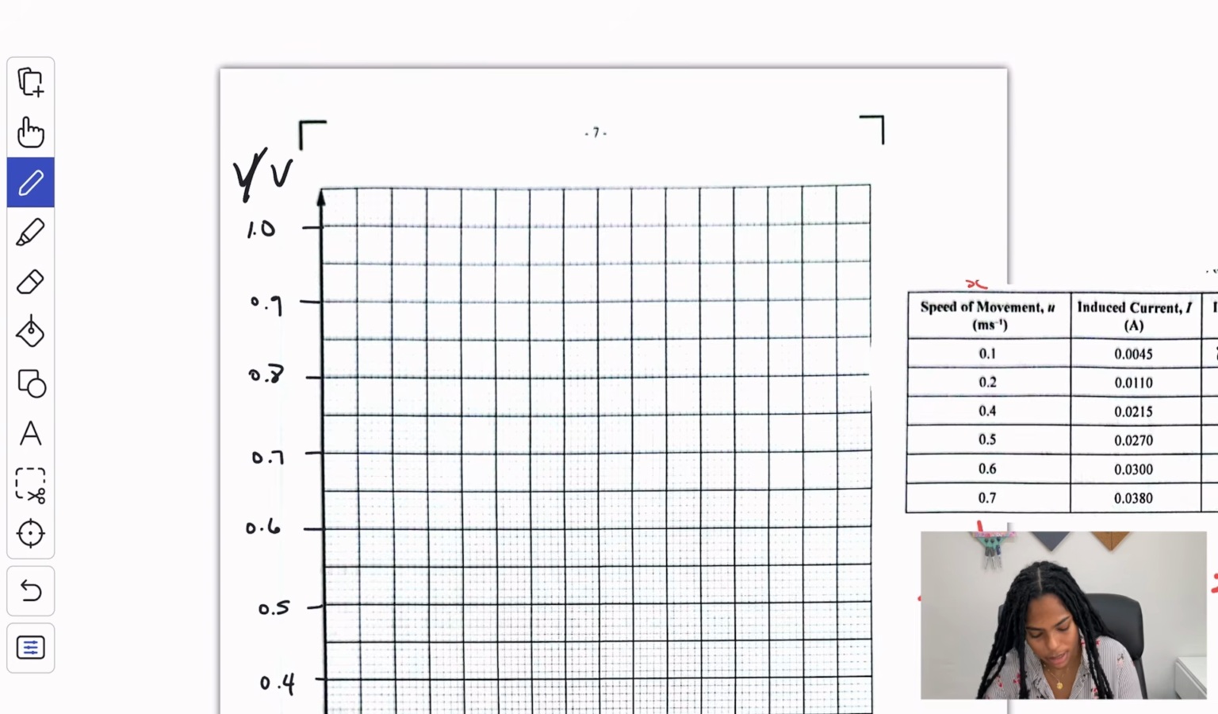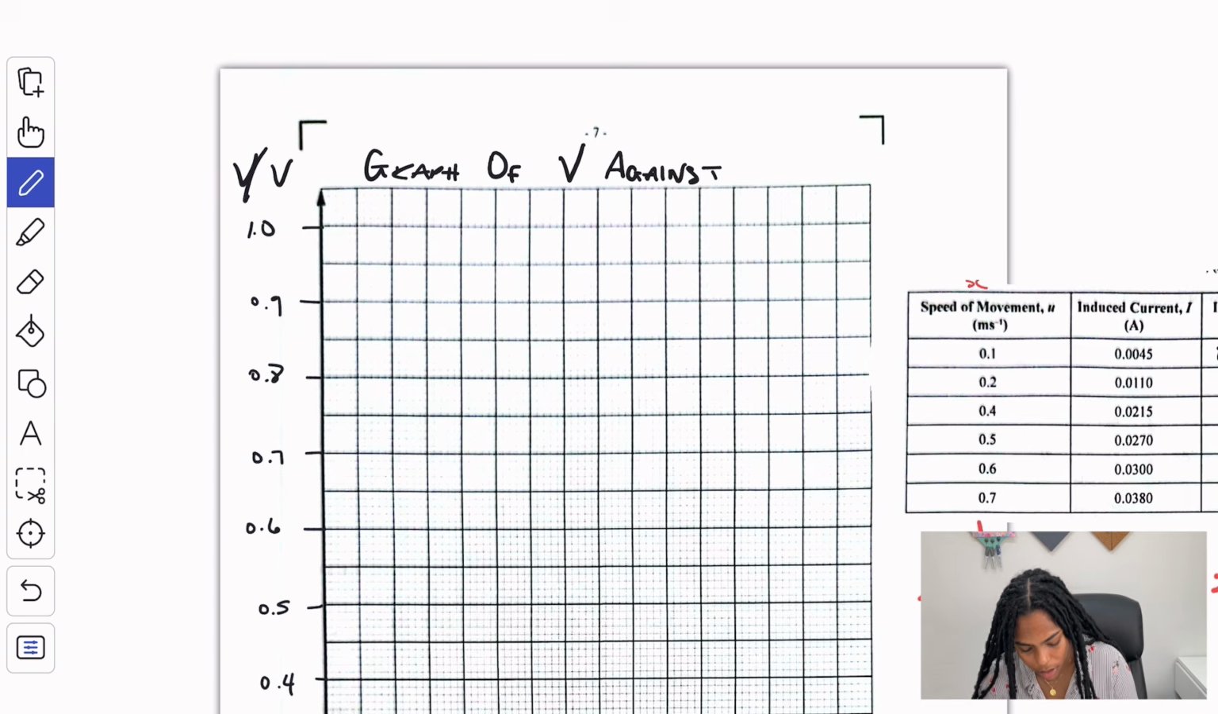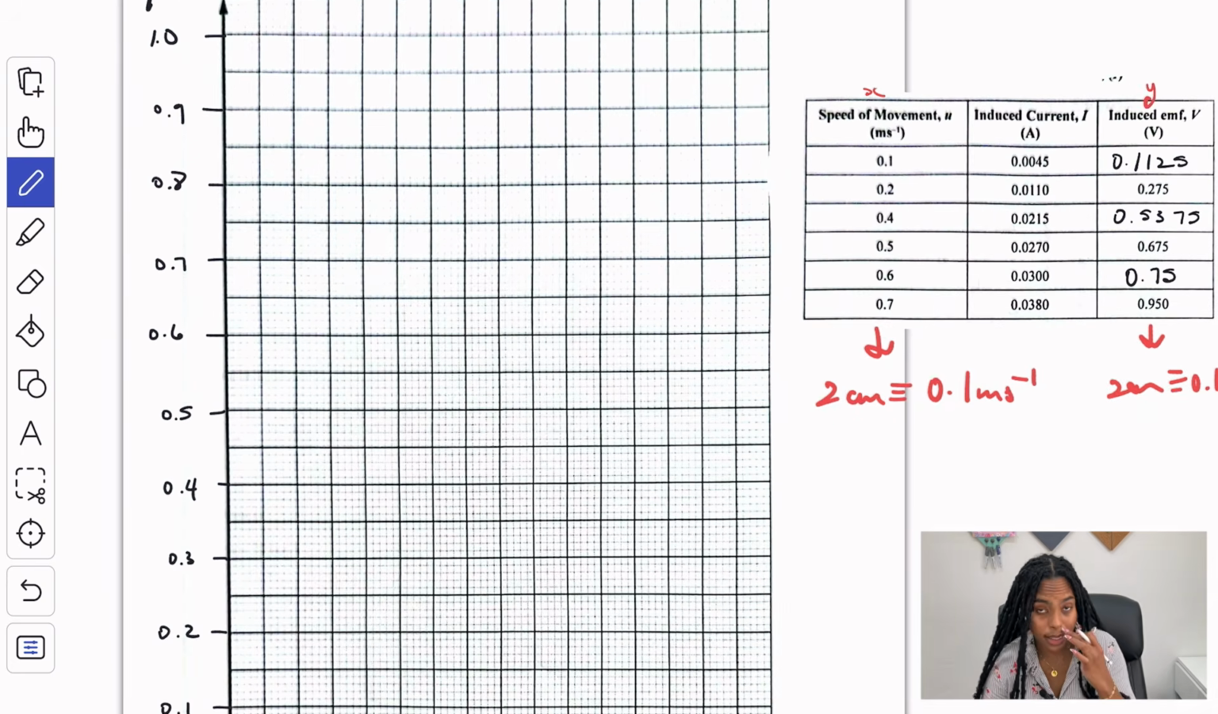Now to label, I'll say graph of induced EMF versus speed of movement. You could write out all of that, or if you want to put graph of V against U, since we have actual letters that we're using to represent that. Then I have to come up with my scale. Well, I already came up with my scale, but I have to write it on the graph.